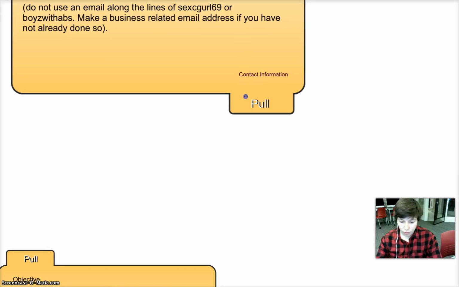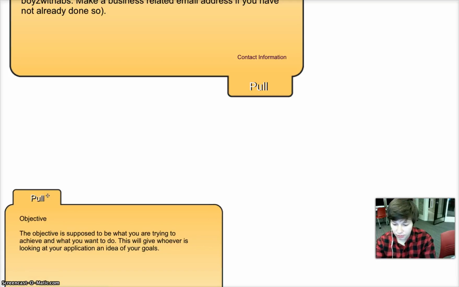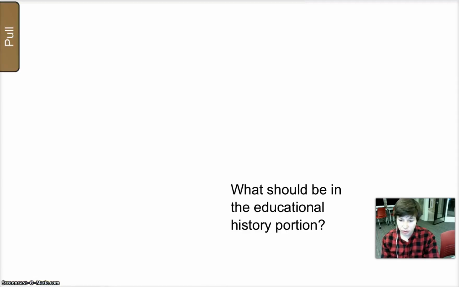Does anyone know what an objective is? The objective is meant to tell the person you are sending your resume and application to what you want to achieve, so they have an idea of what your goal is. This can be 1 to 2 sentences, but shouldn't be any longer than that. 1 sentence is generally enough to get your message across.